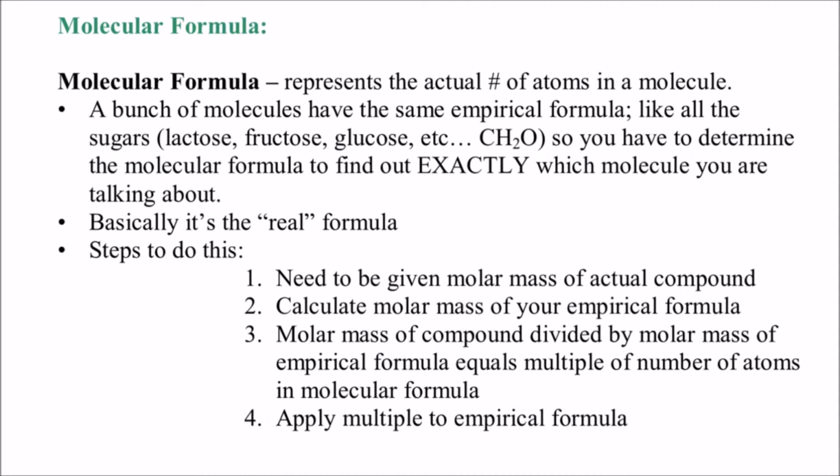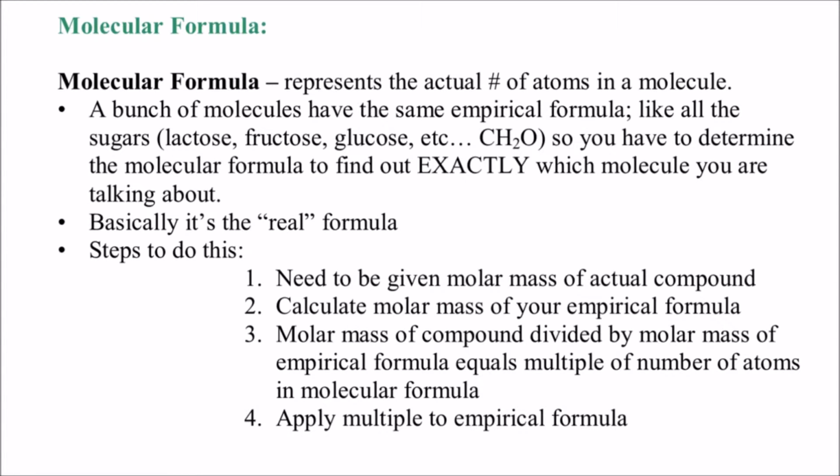We already talked about glucose, but there's actually a whole bunch of different kinds of sugars, and they usually end up having the same kind of empirical formula. That's the one we came up with earlier. So we have to determine what our molecular formula is so we can find out exactly which sugar we're talking about, or which other real-life molecule we're talking about. Okay, so here are the steps that we need to follow in order to come up with the molecular formula.